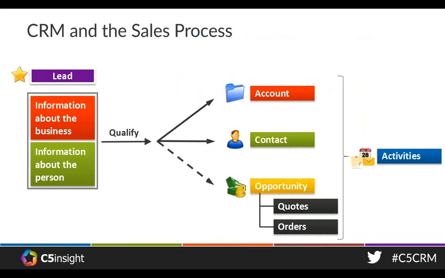And then what surrounds all of this is this idea of activity management. Activities are those things you typically do in a tool like Microsoft Outlook. That's your emails, your tasks that you're checking off, your appointments that show up on your calendar. All of those things are activities. So you can associate activities with any of these things to make sure you're following a virtuous process of continuously following up with people.